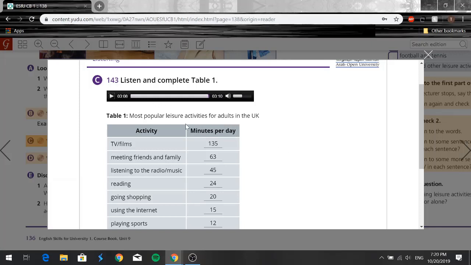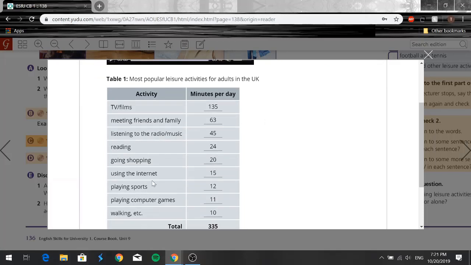Alright, so based on the audio and what we just heard, we know that these are all the different activities that people do almost daily in the UK, right? This is specific to adults only and not teenagers or children. So in the UK, that's people above 16 years old, right? So the first activity was watching TV or films, and people take about 135 minutes every day watching TV or films, right? What goes on to second place is meeting friends and family, which is at 63 minutes per day, right?